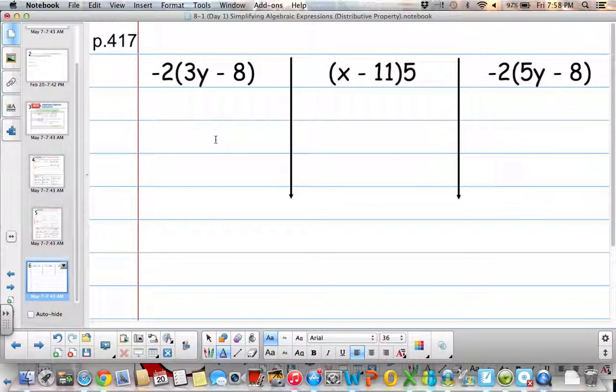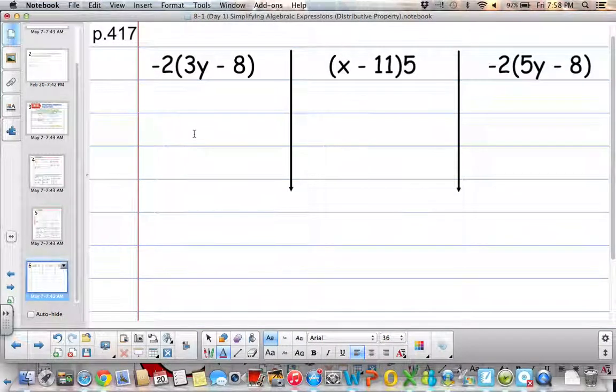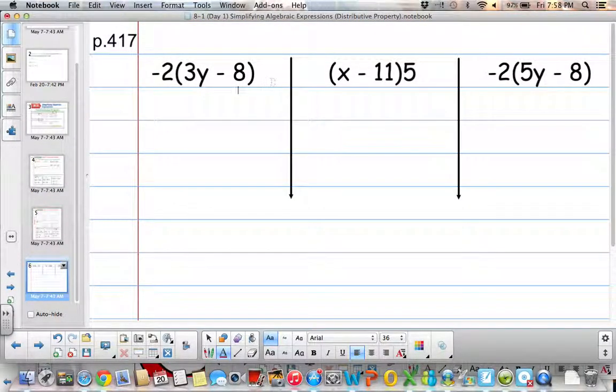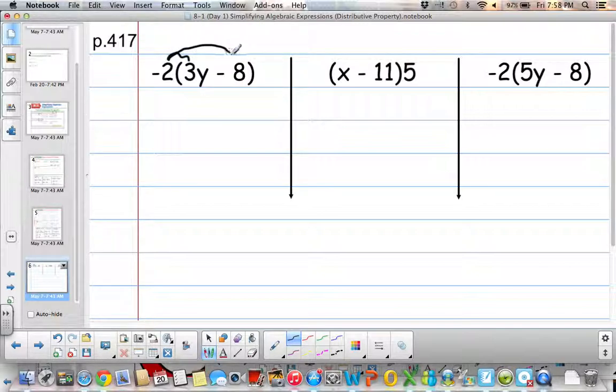Okay, we're going to do a couple more. This time these ones have coefficients, which are a number with a variable. So what we're going to do is the same thing. We're going to distribute our number outside the parentheses to each variable and or number inside the parentheses.